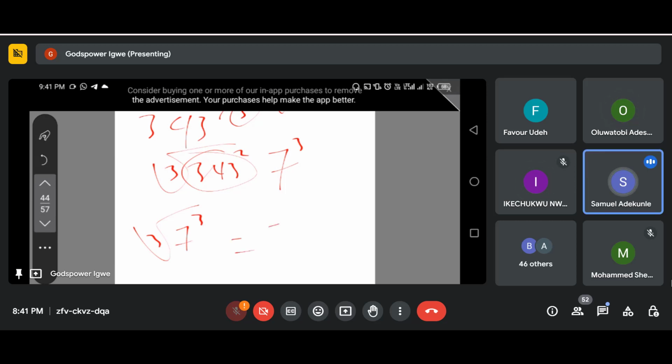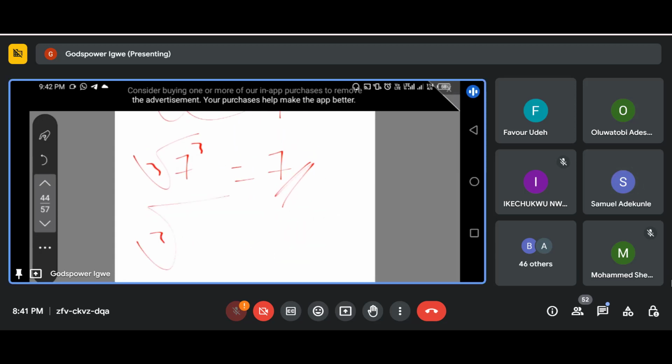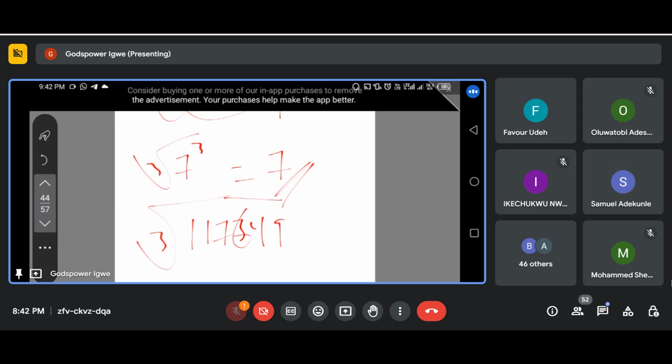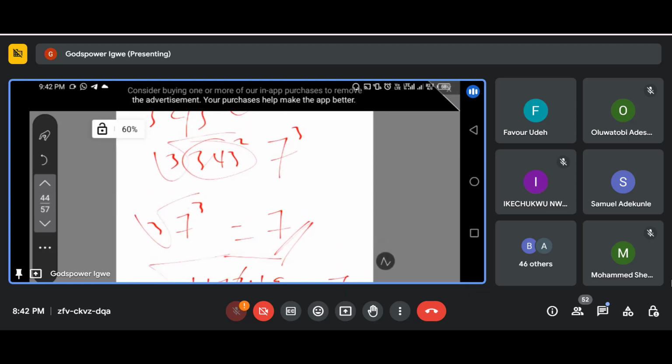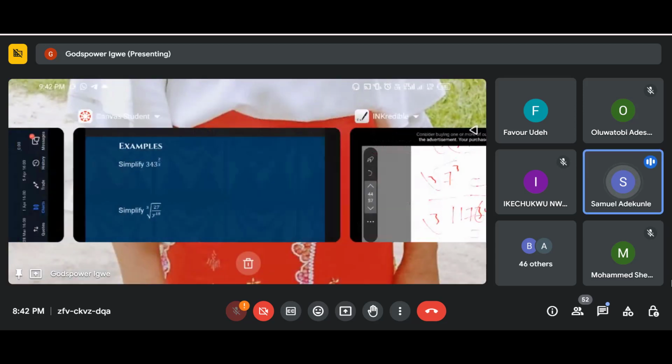343 squared is 117649. That's what I was expecting. So if you check the cube root of 117649, it's going to give you 49. That's what I wanted to hear, because I still needed to buy into their idea. I don't know where they're copying it from, but it's also correct. So are you people copying the thing from somewhere? Let us know.